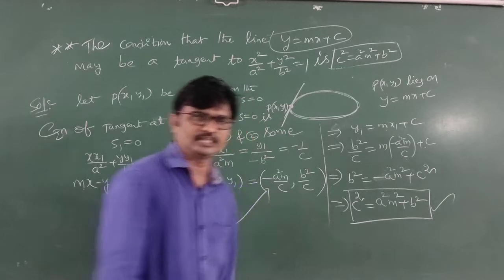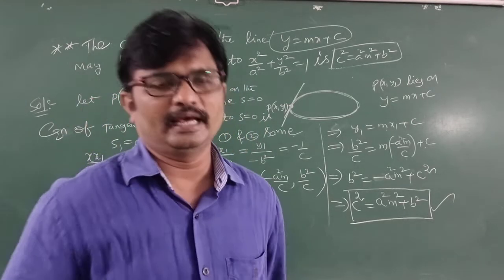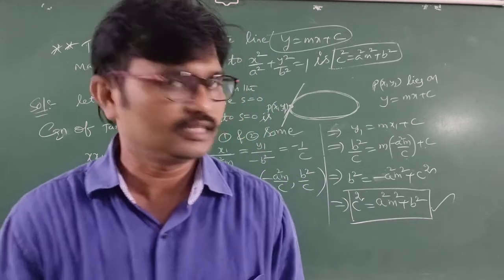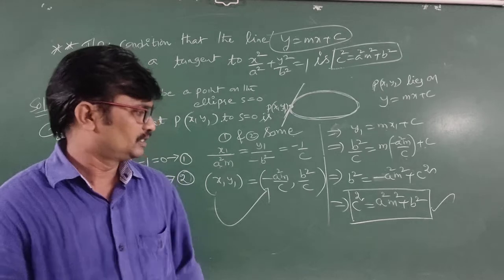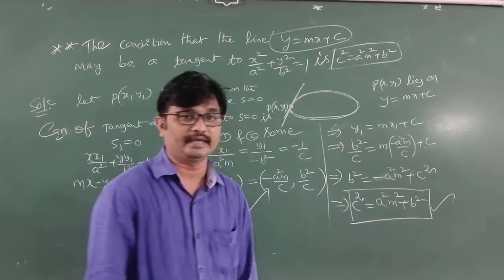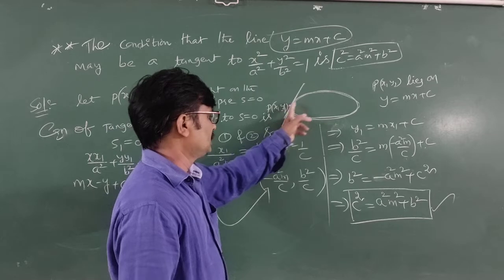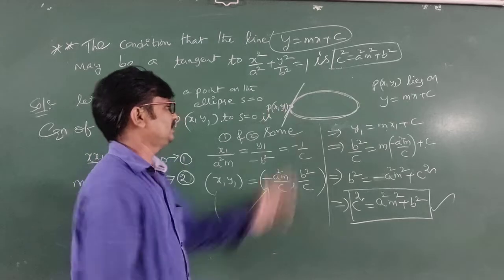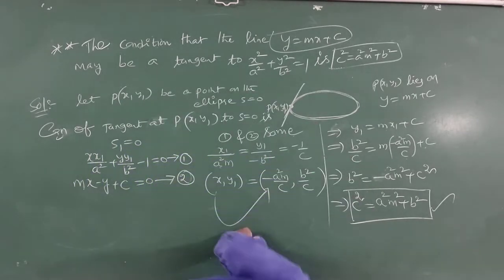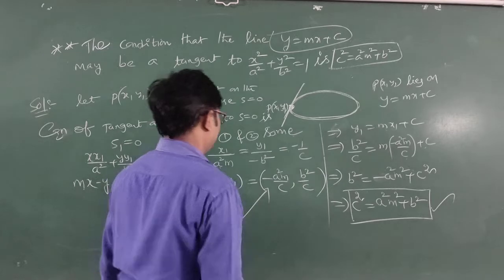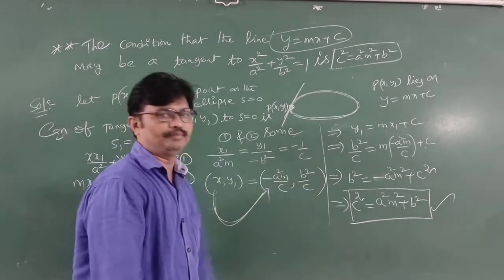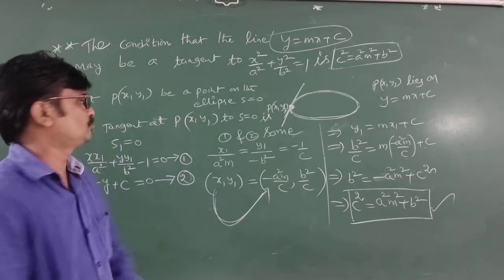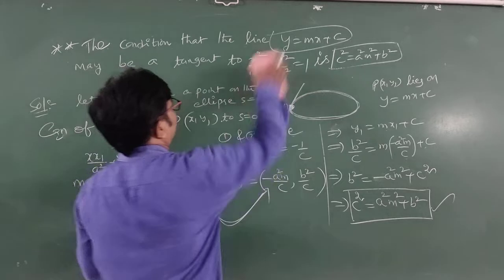This is a very important condition. The condition that the line y = mx + c may be a tangent to the ellipse is c² = a²m² + b². The point of contact P is (−a²m/c, b²/c). That is called the point of contact.